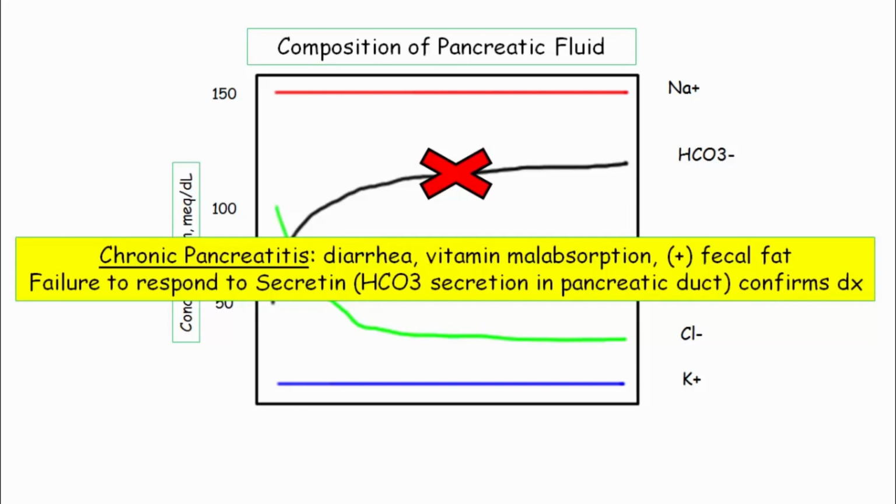A subnormal response is seen. It is a definitive test used to assess the patient who presents with a combination of diarrhea, vitamin malabsorption, and a positive fecal fat assessment. Failure of bicarb elevation in response to secretin confirms the diagnosis of chronic pancreatitis.